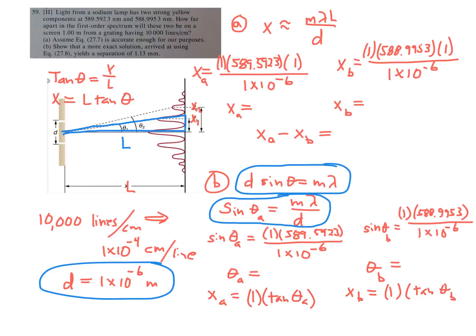Once you have that figured out, you can take, like we did before, x sub A minus x sub B to figure out how far apart those two fringe lines are, and it should be 1.13 millimeters, or in other words, 1.13 times 10 to the negative third meters. Good luck with that. Make sure you carry on like 7 sig figs throughout, and don't forget the nanometers for those wavelengths.